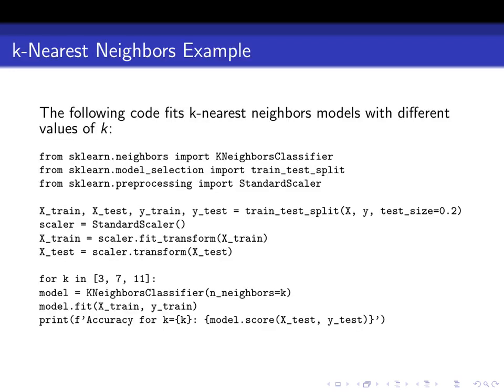Next, we look at k-nearest neighbors in action. The code snippet provided fits k-nearest neighbors models with different values of k. By comparing accuracy across models, we can understand how the choice of k affects performance.